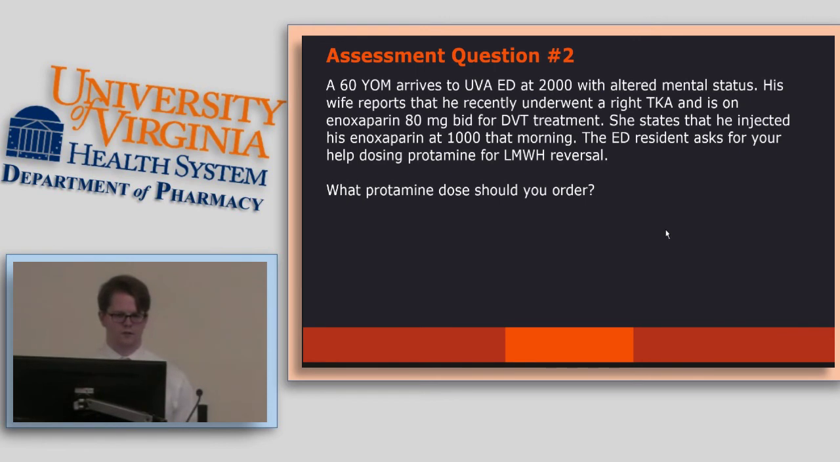Our second assessment question: a 60-year-old male arrives at UVA ED at 2000 with altered mental status. His wife reports that he recently underwent a right TKA and is on enoxaparin 80 BID for DVT treatment. She states that he injected his enoxaparin at 10 o'clock that morning, and the ED resident asks you for help dosing protamine for reversal. What protamine dose should you order?